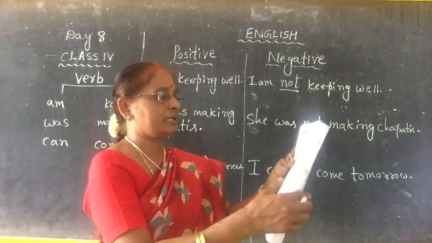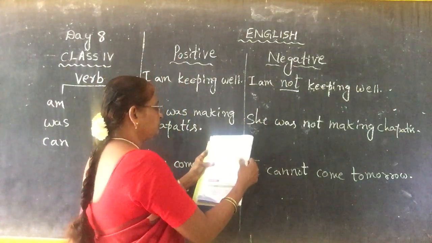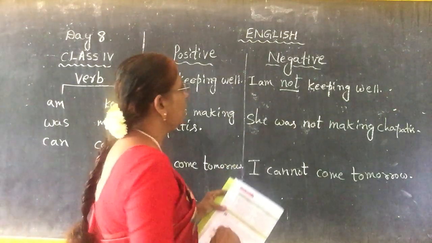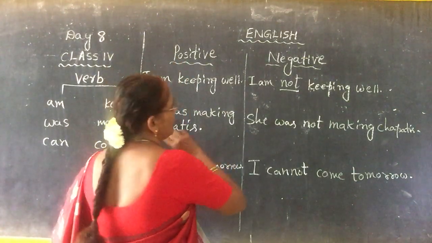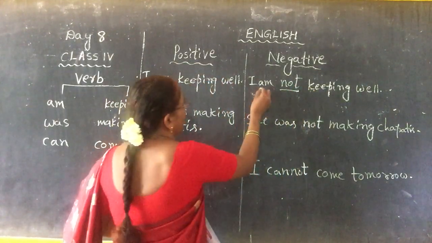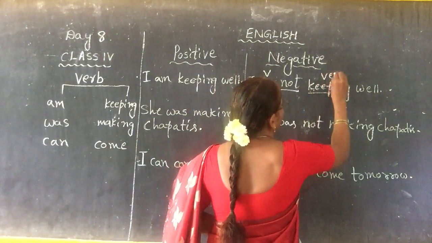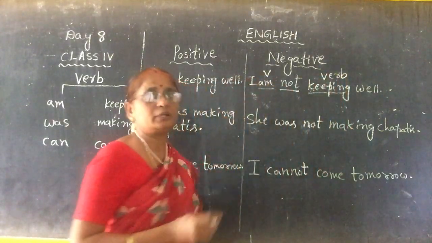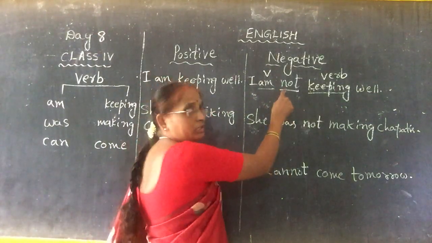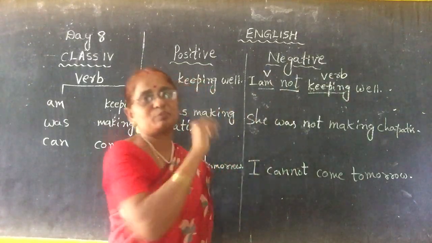What are the two parts here? See, I am not keeping well. What are the verbs here? Am is a verb and keeping is also a verb, where we have to keep the negative form not. See, not must be written between these two parts of the verb, children.